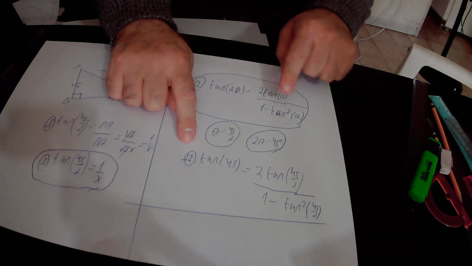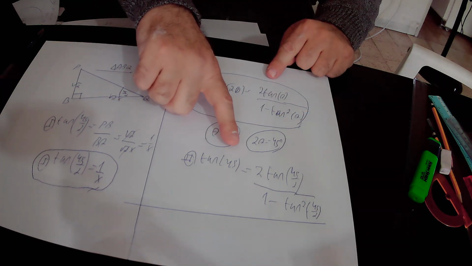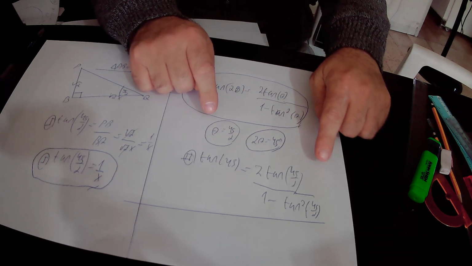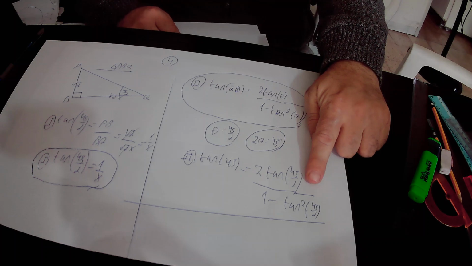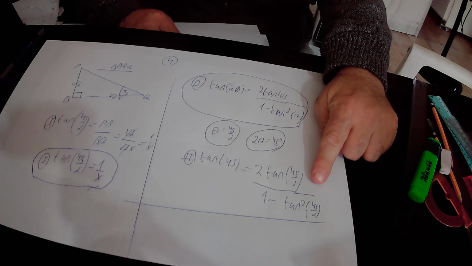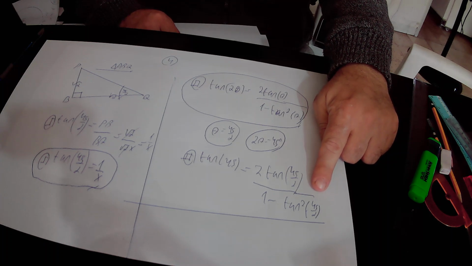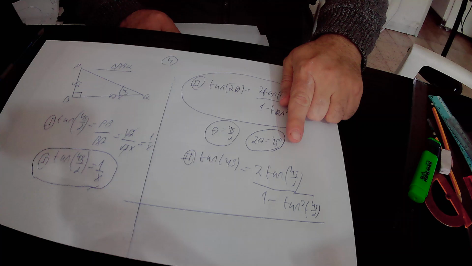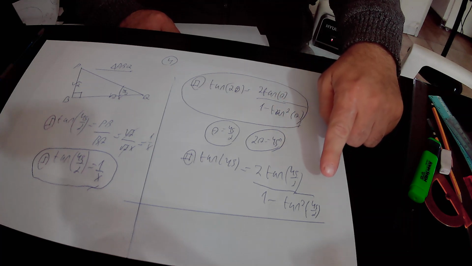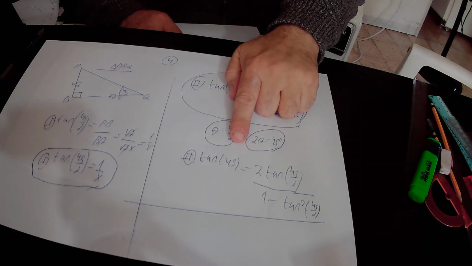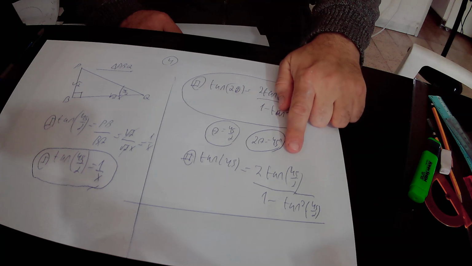Tangent 2 theta, so 2 theta is 45 degrees, equals 2 times tangent theta, and theta is 45 over 2, over 1 minus tangent squared theta. So in conclusion, according to equation number 2, tangent 45 degrees equals 2 tangent 45 over 2 degrees over 1 minus tangent squared 45 over 2 degrees. And we know that tangent 45 degrees is 1.